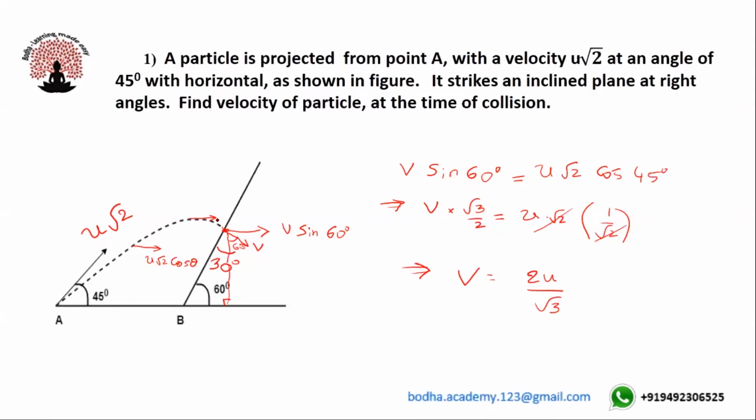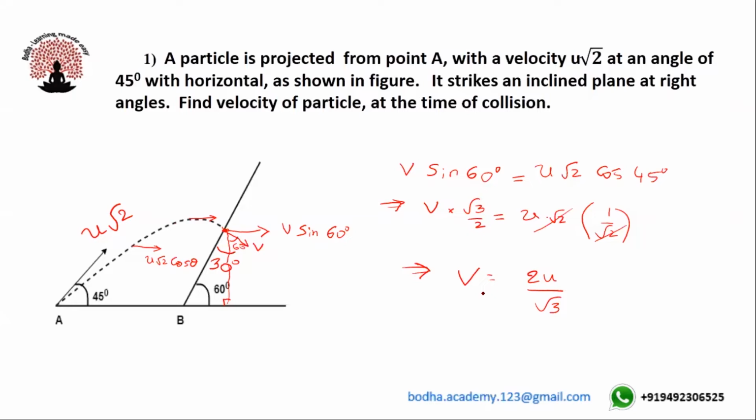So here the main logic is that the horizontal component of velocity remains the same throughout the motion for a projectile. The horizontal component of velocity is u cos theta. In place of u, you have u root 2, and in place of theta, you have 45 degrees. So you get u root 2 cos 45 degrees. At this point, the horizontal component of velocity is V sin 60 degrees. So we can conclude that V sin 60 degrees and u root 2 cos 45 degrees must be equal. If we equate them and simplify, we'll get the value of the final velocity with which the body touches the plane.